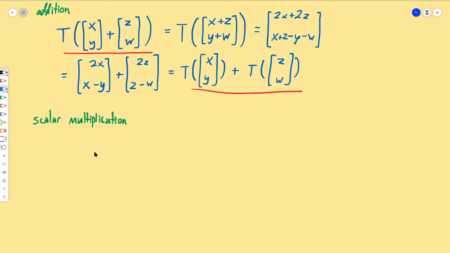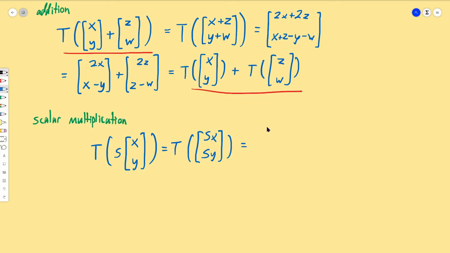Now we can do scalar multiplication. Let's say I want to apply T to s, some scalar, times an input vector (x, y). Well, really s times this vector (x, y) is the input, and so I can simplify this to T applied to the vector (sx, sy). Now if I actually apply the map to that, the result I get is (2sx, sx minus sy) in a vector.